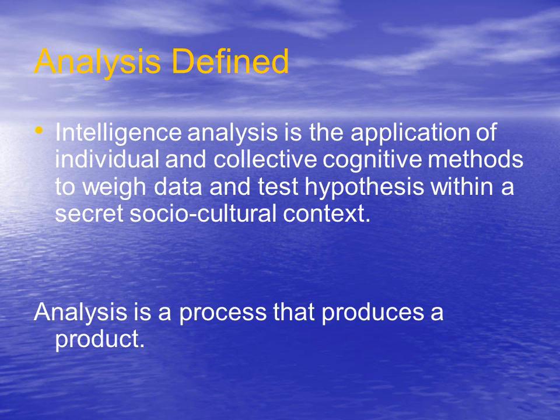And just remember, analysis defined. Intelligence analysis is the application of individual and collective cognitive methods to weigh data and test hypotheses within a secret socio-cultural context. It's a process. Information itself is not intelligence. Information has to be processed and shown to be valuable before it can become categorized intelligence. That's something we will cover again later too, as we go through the intelligence cycle in another chapter.